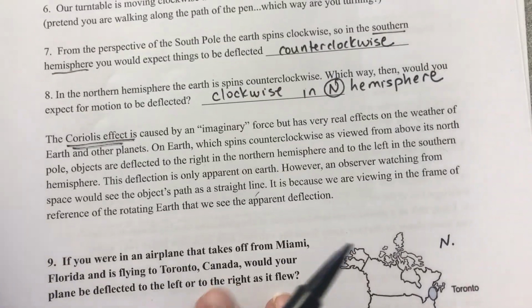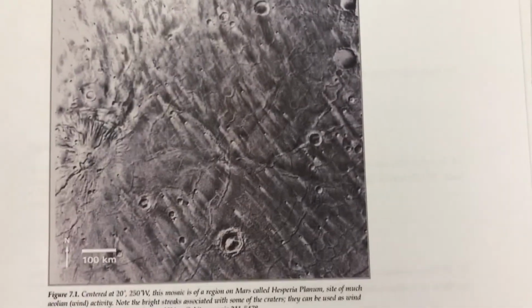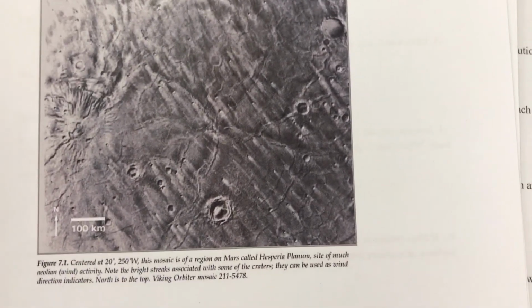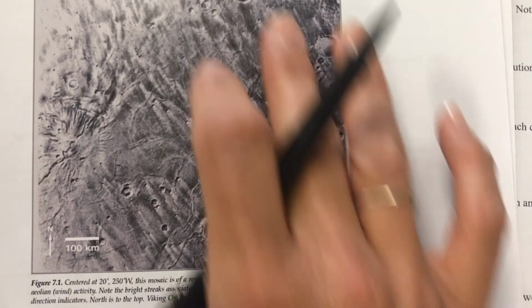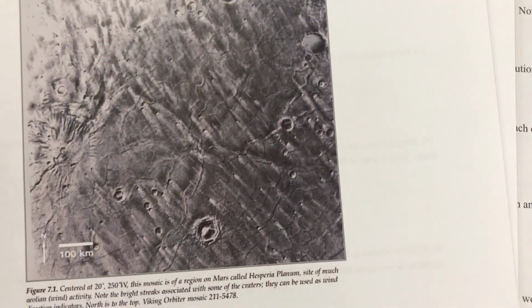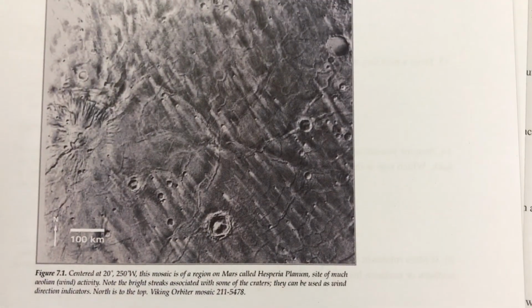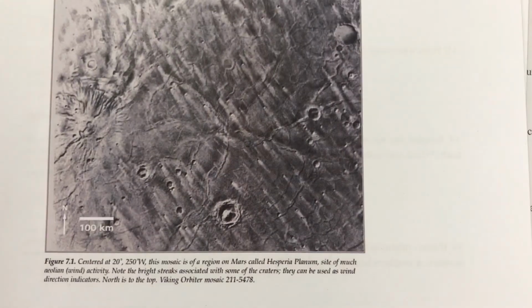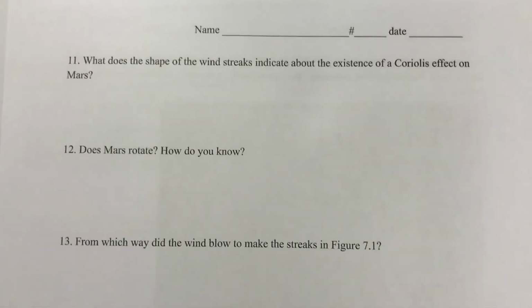Now take what you understand about that and continue on with the next section where you are looking at some patterns that show wind patterns on the surface of Mars. So take a look at that and see if you can use your understanding with your group or on your own to answer the questions.